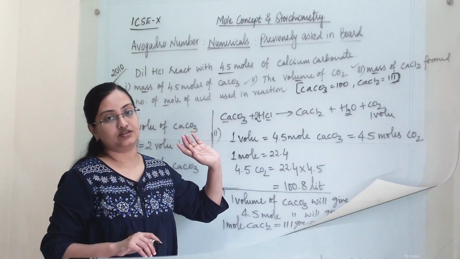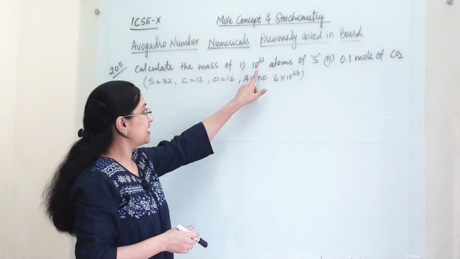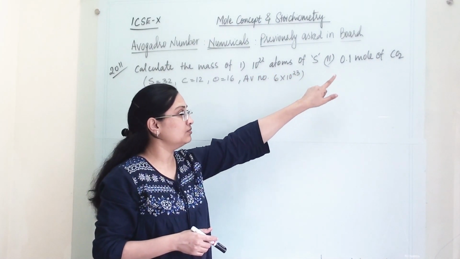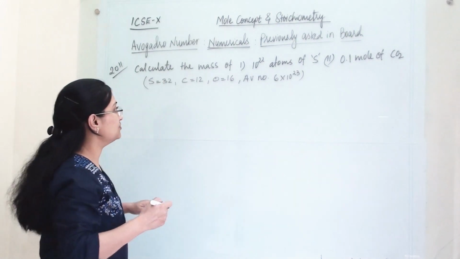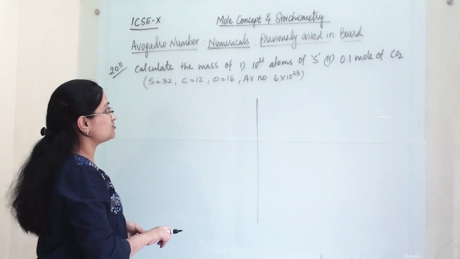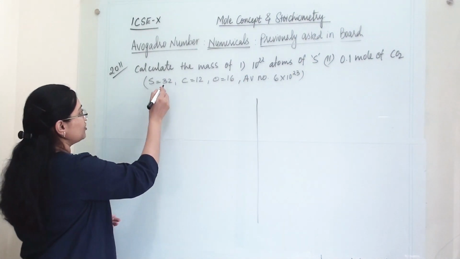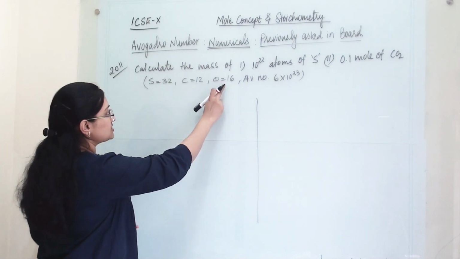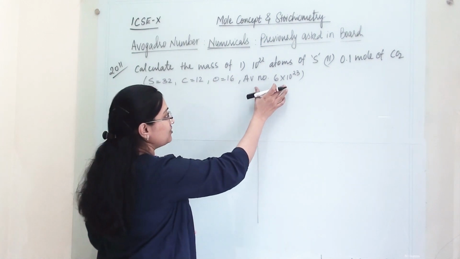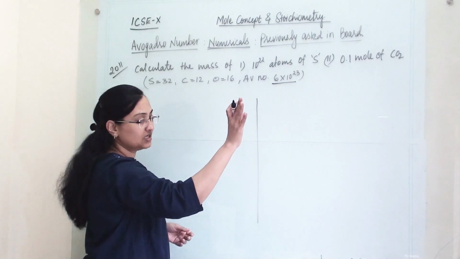Our next numerical is to calculate the mass of 10 raised to 22 atoms of sulfur, and second is 0.1 mole of carbon dioxide. This numerical is very easy. First we will see what is the mass of 10 raised to 22 atoms of sulfur. The atomic masses of sulfur, carbon and oxygen have been given to us, and the Avogadro's number they have given is 6 into 10 raised to 23.